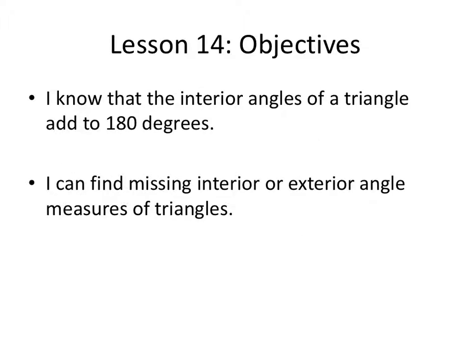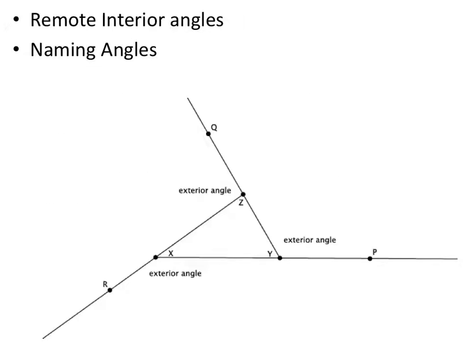I know that the interior angles of a triangle add to 180 degrees, which was part of the objectives from lesson 13. I can find missing interior or exterior angle measures of triangles. We did interior angles on the last lesson, so this one we're going to focus on exterior angles. So in this next diagram, we'll see what exterior angles are for triangles. Of course, exterior angles are on the outside, just like you have the exterior of your house.